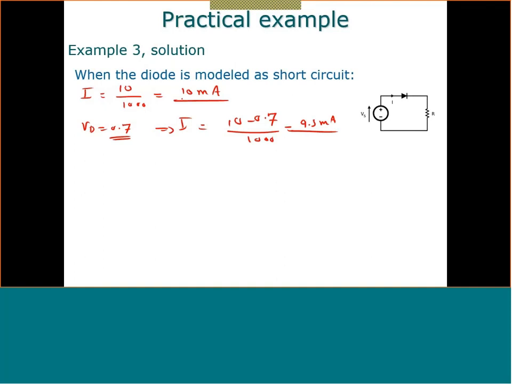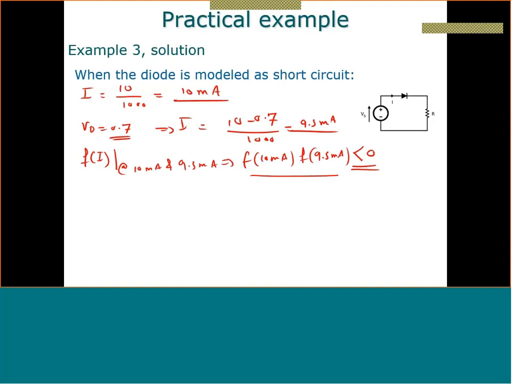To verify that these are the two limits, I will find F at these two values, at 10 milliamps and at 9.3 milliamps. Then I will multiply F at 10 milliamps times F at 9.3 milliamps, and I want to make sure: is this less than 0, as we expect, or not? We are expecting this to be less than 0. So this is what I want to find.